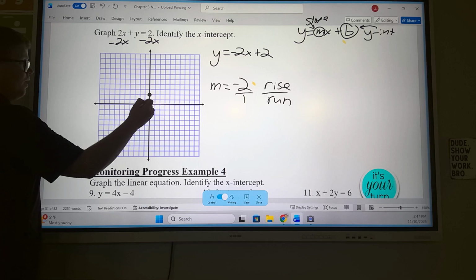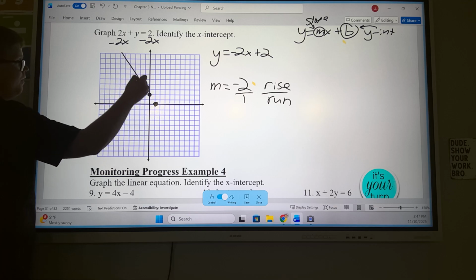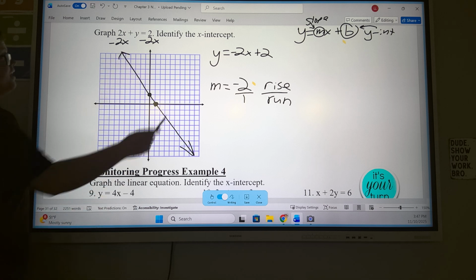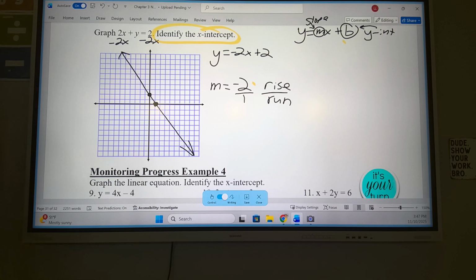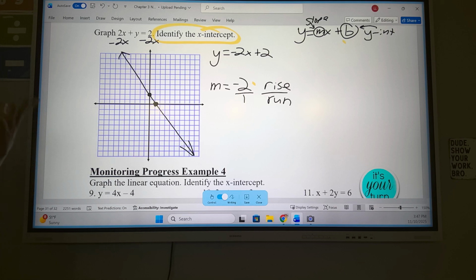We go down 2, 1, 2. Our run is a positive 1. We go over 1. Those are our 2 points. That's our graph. Now, the last thing it's asking, it's telling us identify the x-intercept. Just like the y-intercept, the x-intercept is where it crosses the x-axis and y is 0.